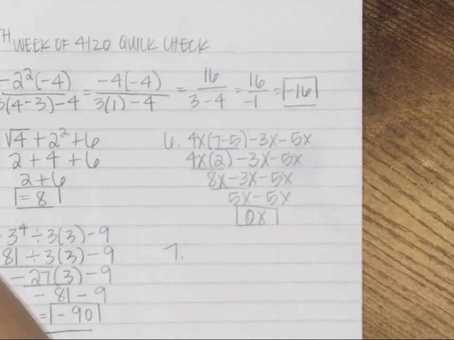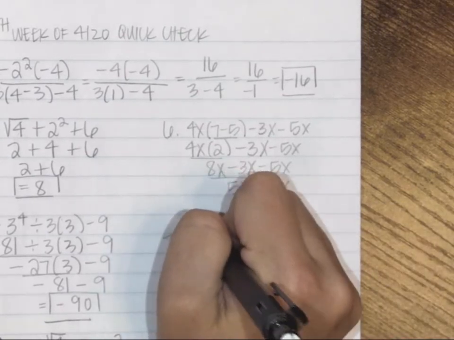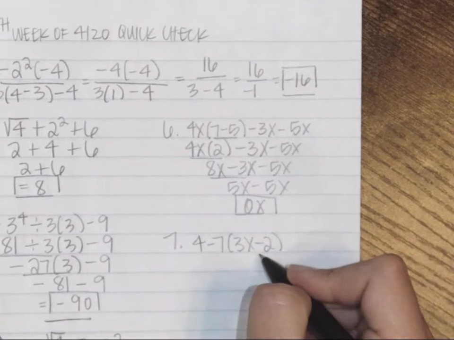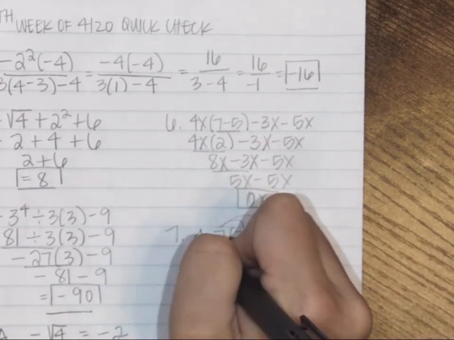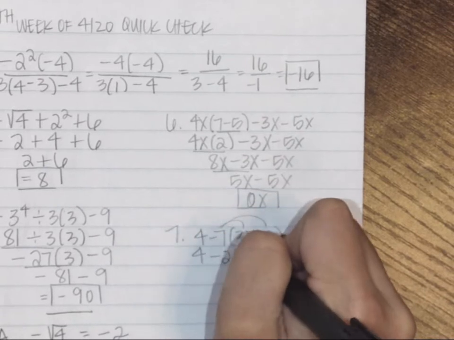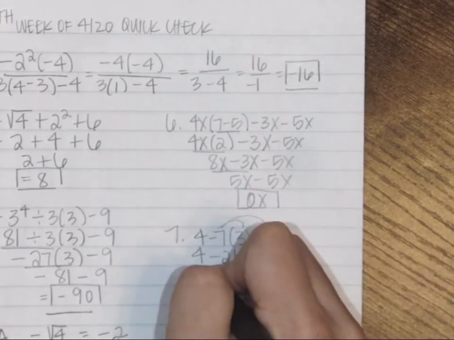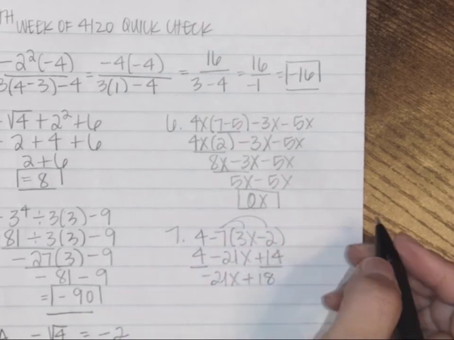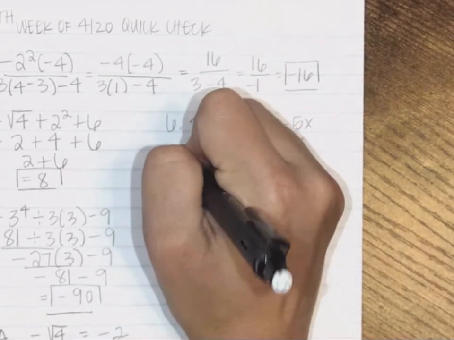Number 7, we are going to solve the expression. So we have 4 minus 7 times 3x minus 2. Since we can't do anything in those parentheses, that makes us have to distribute, so that would be 4 minus 21x plus 14. And we are going to combine our like terms, and we get negative 21x plus 18, which was answer B. I'm sorry, number 6 was answer D.